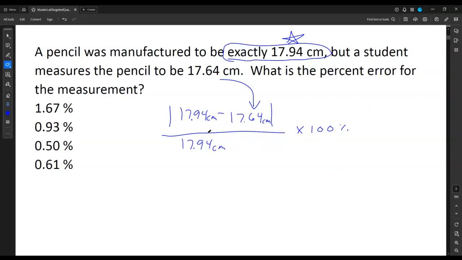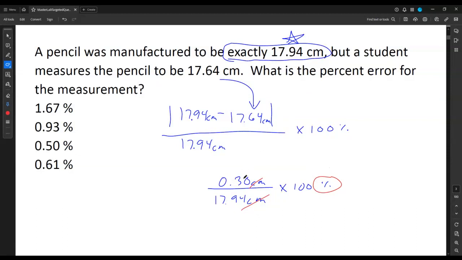Okay, so remember, we've already technically done the first step of this because these numbers are connected to each other in this particular question. But finding that difference, we'd have 0.30 centimeters. Then we would divide by 17.94 centimeters, and then we'd multiply by 100 and slap a percent sign on it. So I want you to see from here that we're dividing centimeters and centimeters. That means that the units go away. The only thing we have left really to call units is just a percent sign.